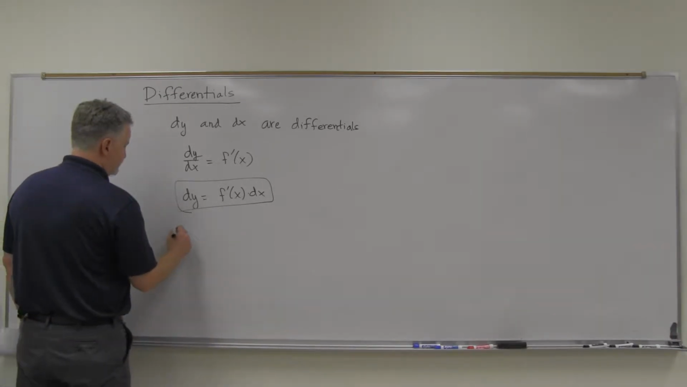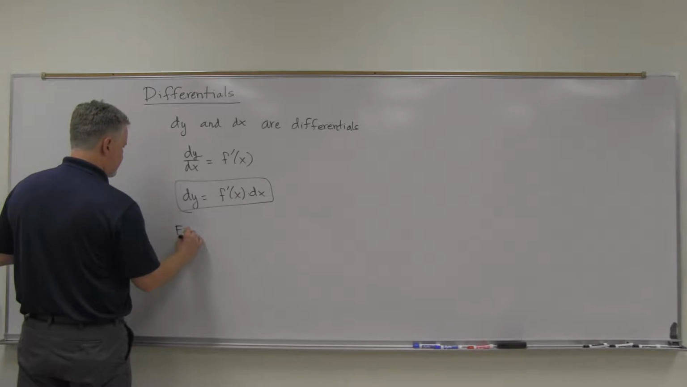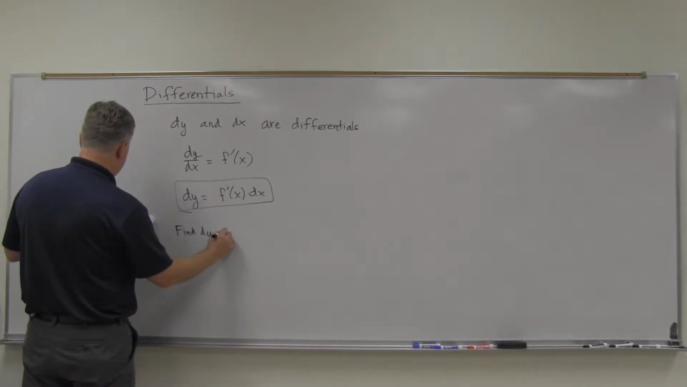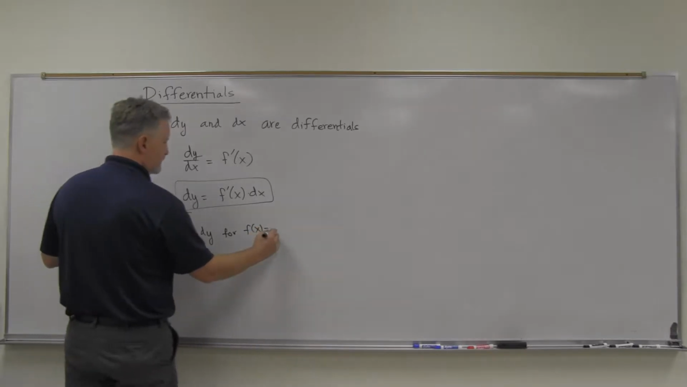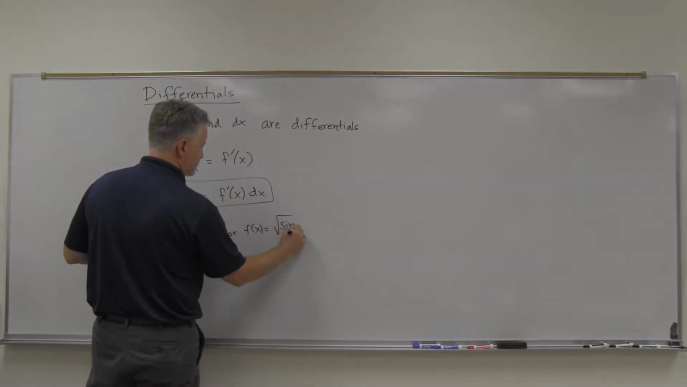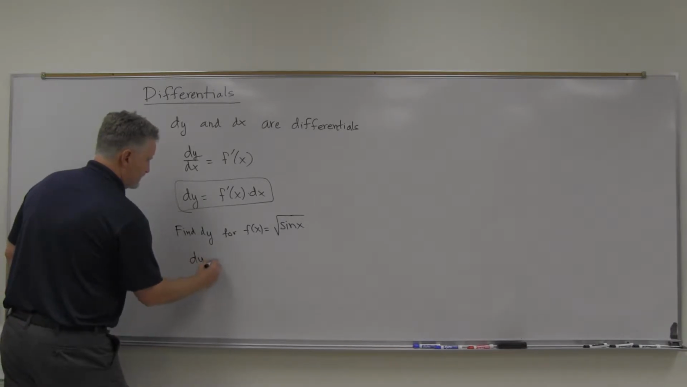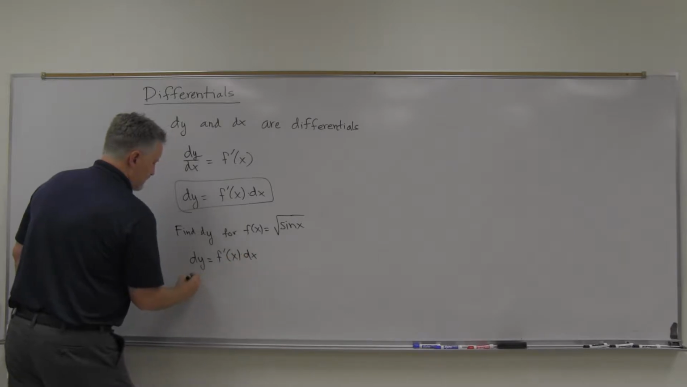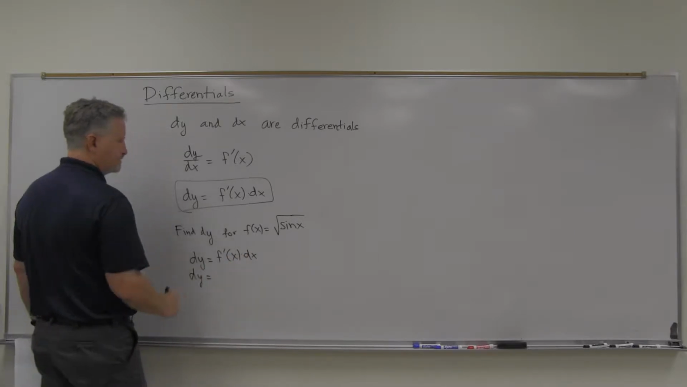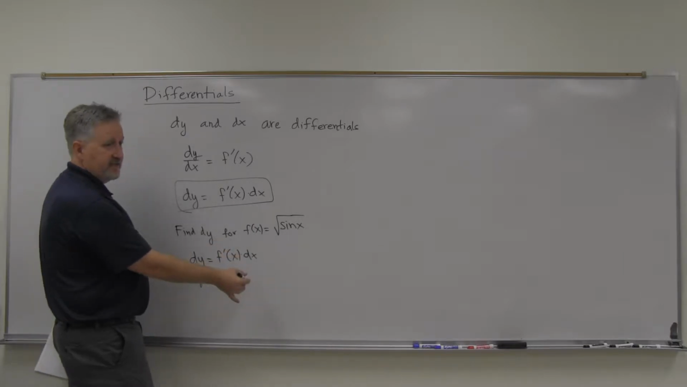So, find dy for f of x equals square root of sine of x. Well, dy is equal to f prime of x times dx. So dy would equal, you just have to do the derivative times the dx.